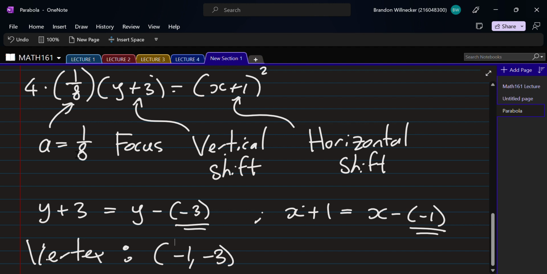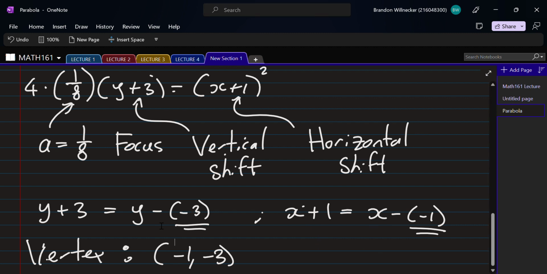What about the focus? The focal length, that's the distance from the focus to the vertex, is 1 over 8. Here we know that the x part of the focus will be the same as the vertex, at minus 1. Then the vertical part of the vertex is minus 3, and the focus is just 1 over 8 units above that. Okay, so there's the focus over there. That is the vertex at the bottom, and then the focus in the middle there, that green dot.